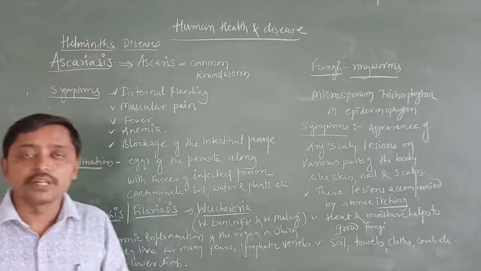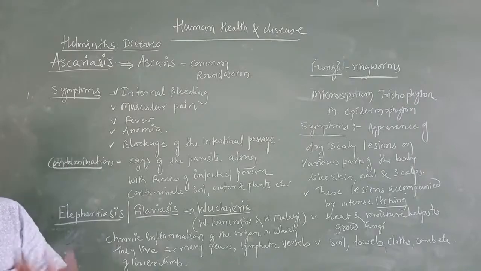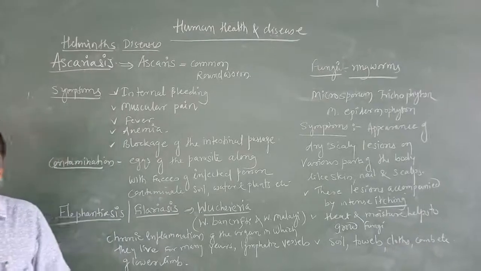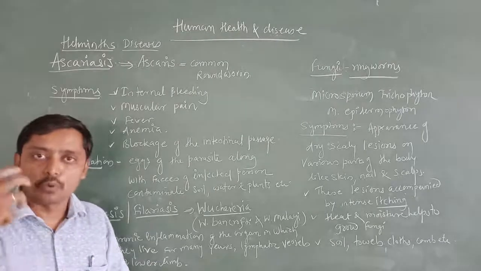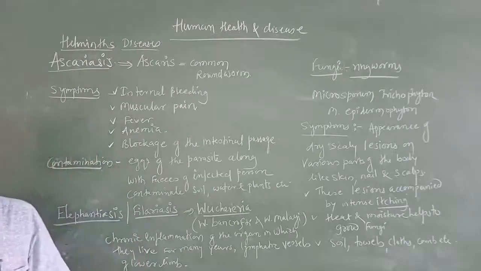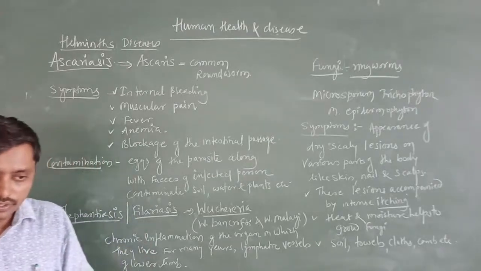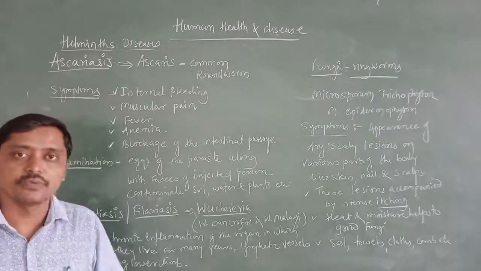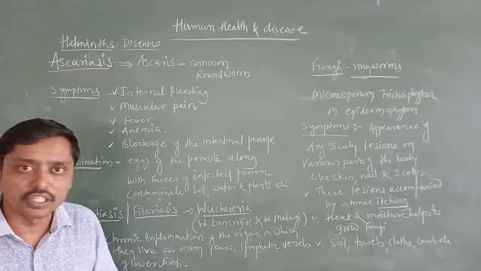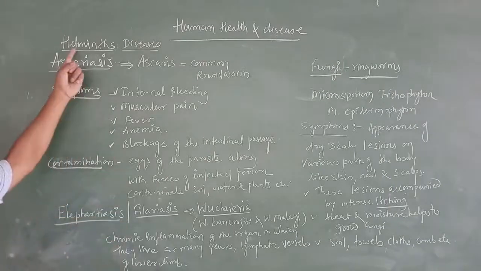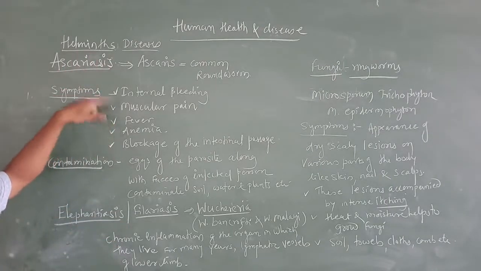Next, we studied viral disease. In viral disease we studied the common cold. The causative agent for the common cold is Rhinovirus. After that we studied the protozoan diseases. In protozoan diseases we studied two diseases: one is malaria, another is amoebiasis. The causative agent for malaria is Plasmodium. The causative agent for amoebiasis is Entamoeba histolytica. Then we are studying helminthic diseases in this present class.